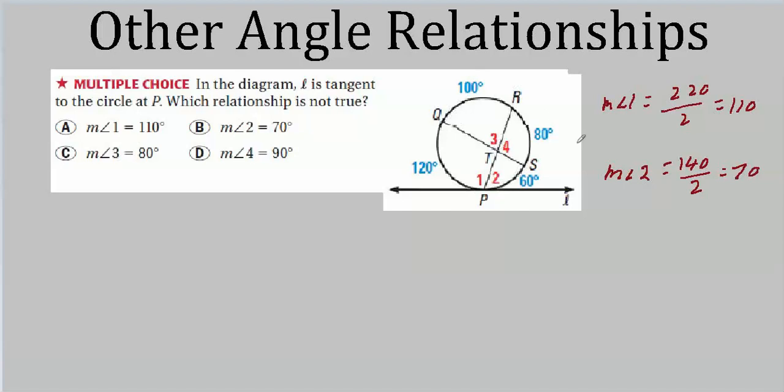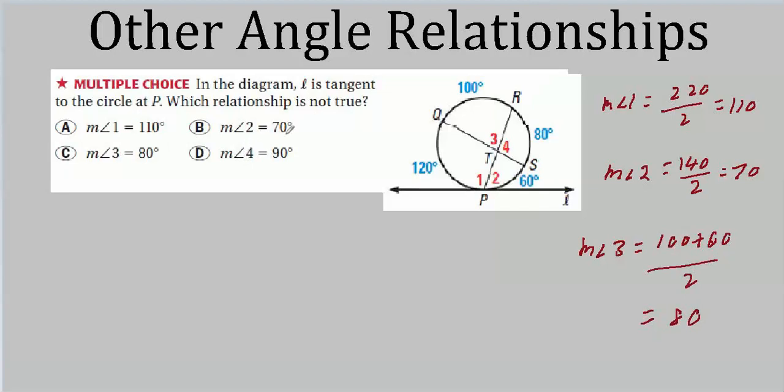So we have, for the measure of angle 3, 100 plus 60 over 2, which equals 80. So this one seems to be right. It's tempting to just assume this is the bogus one, but we better check. After all, I could have made a mistake over here somewhere.